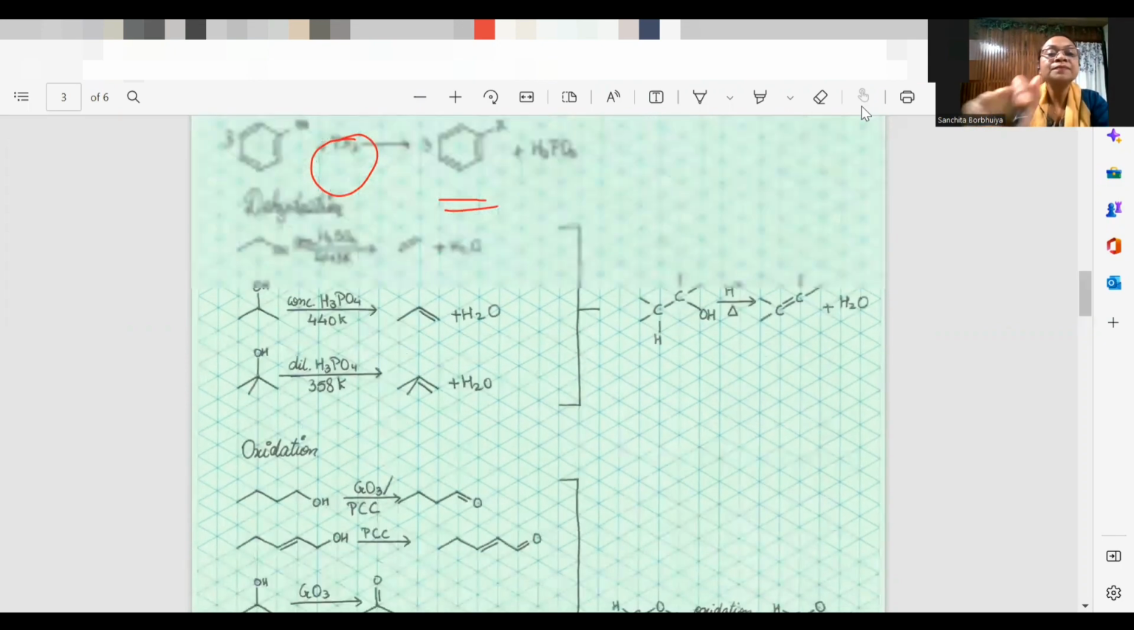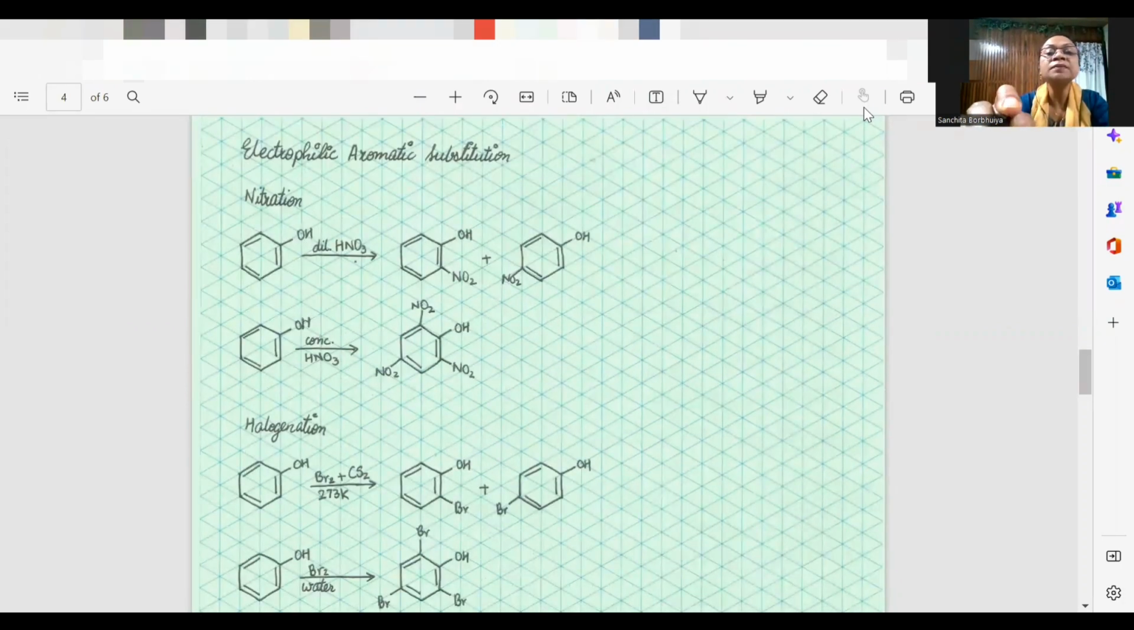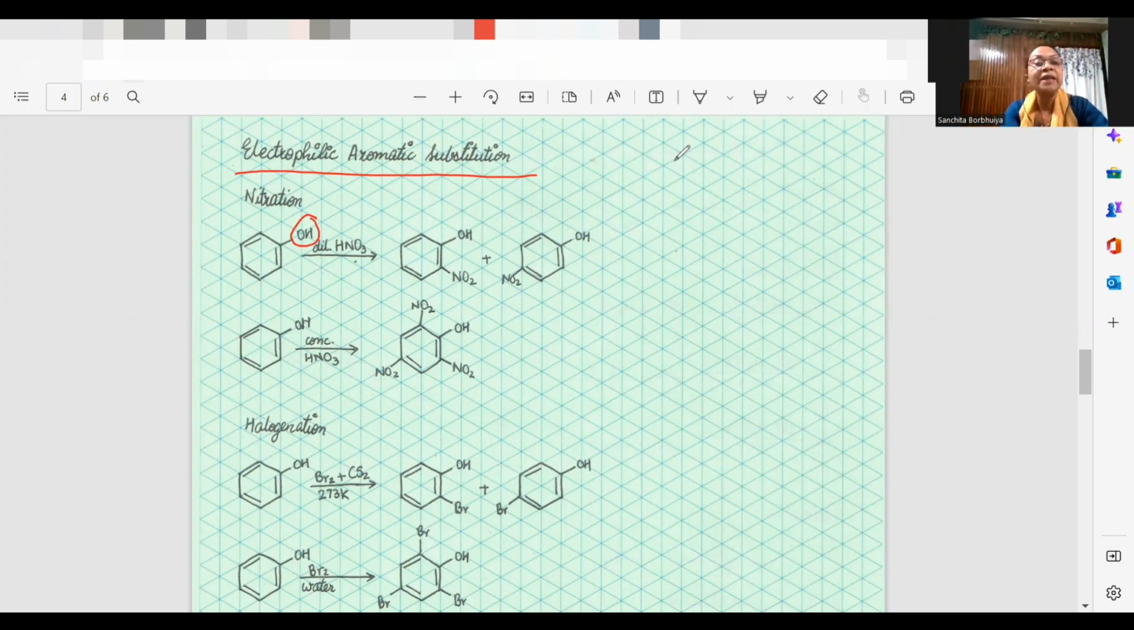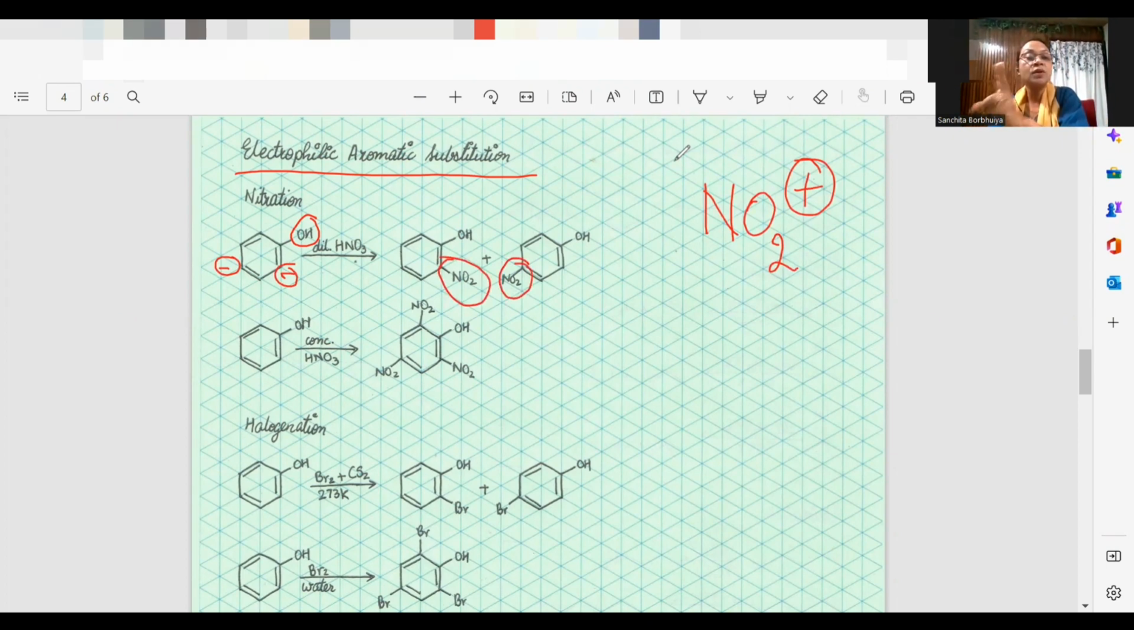Going on to the next one, which is electrophilic substitution of phenol. What do we mean by electrophilic substitution reaction? The phenolic group is an ortho-para director due to resonance, right? You know that the OH group of phenol is an ortho-para director. So the ortho position is negatively charged and the para position is also negatively charged. So when we do a nitration reaction, the NO2+, which is the nitronium ion, gets attached at the ortho and the para position, giving you a mixture of 2 products, ortho and para.